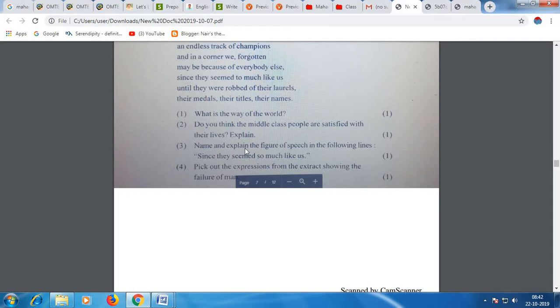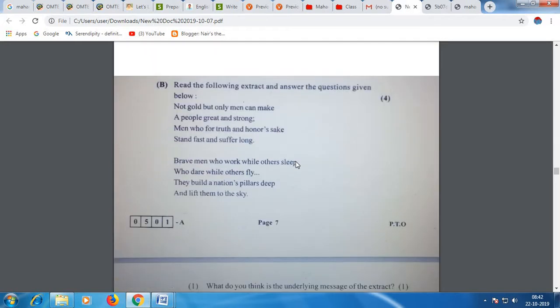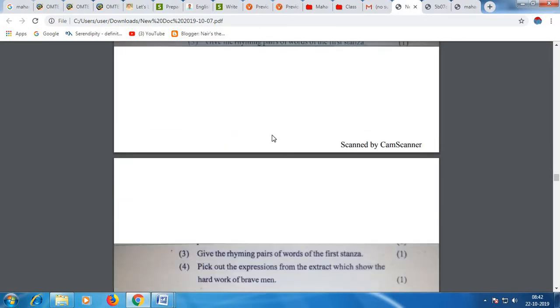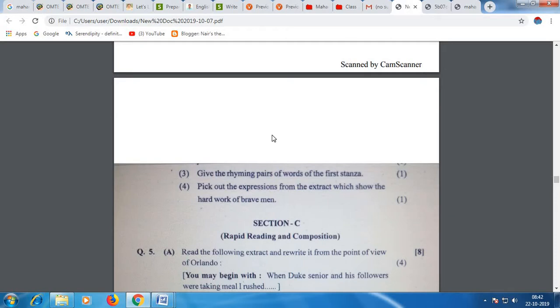Some questions have been asked. You can see 1, 1, 1, 1. Simple. Total 4 marks. Again, another question of 4 marks. Generally they ask questions like figure of speech, rhyming pairs, and such questions.